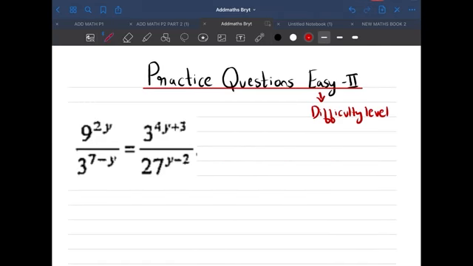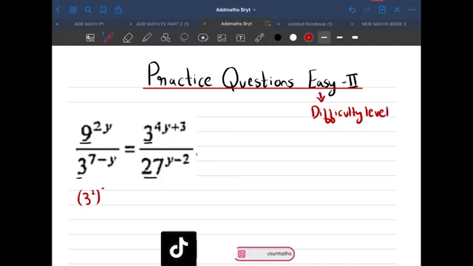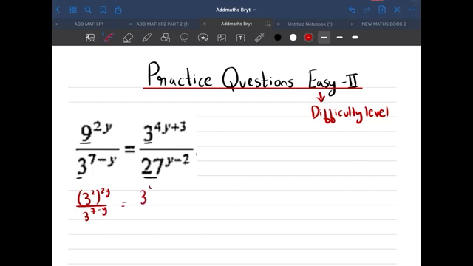Let's begin. If I notice this question, can I convert all these to the power of 3? Yes, I can. Let's do that. 9 means 3 square power 2y, divided by 3 power 7 minus y, is equal to 3 power 4y plus 3, divided by 3 cube power y minus 2. Yes or no? Now, can I write 3 power 4y plus 3 divided by 3 power 3y minus 6?